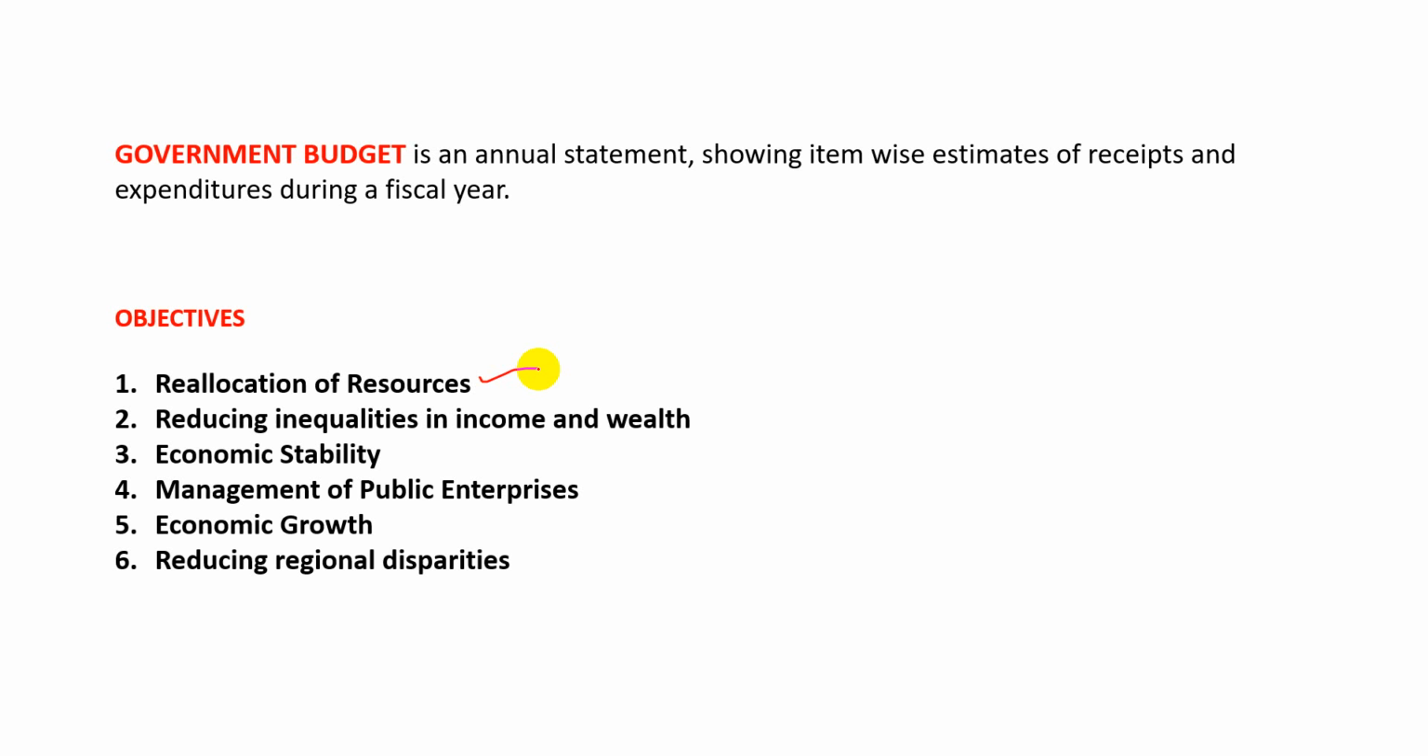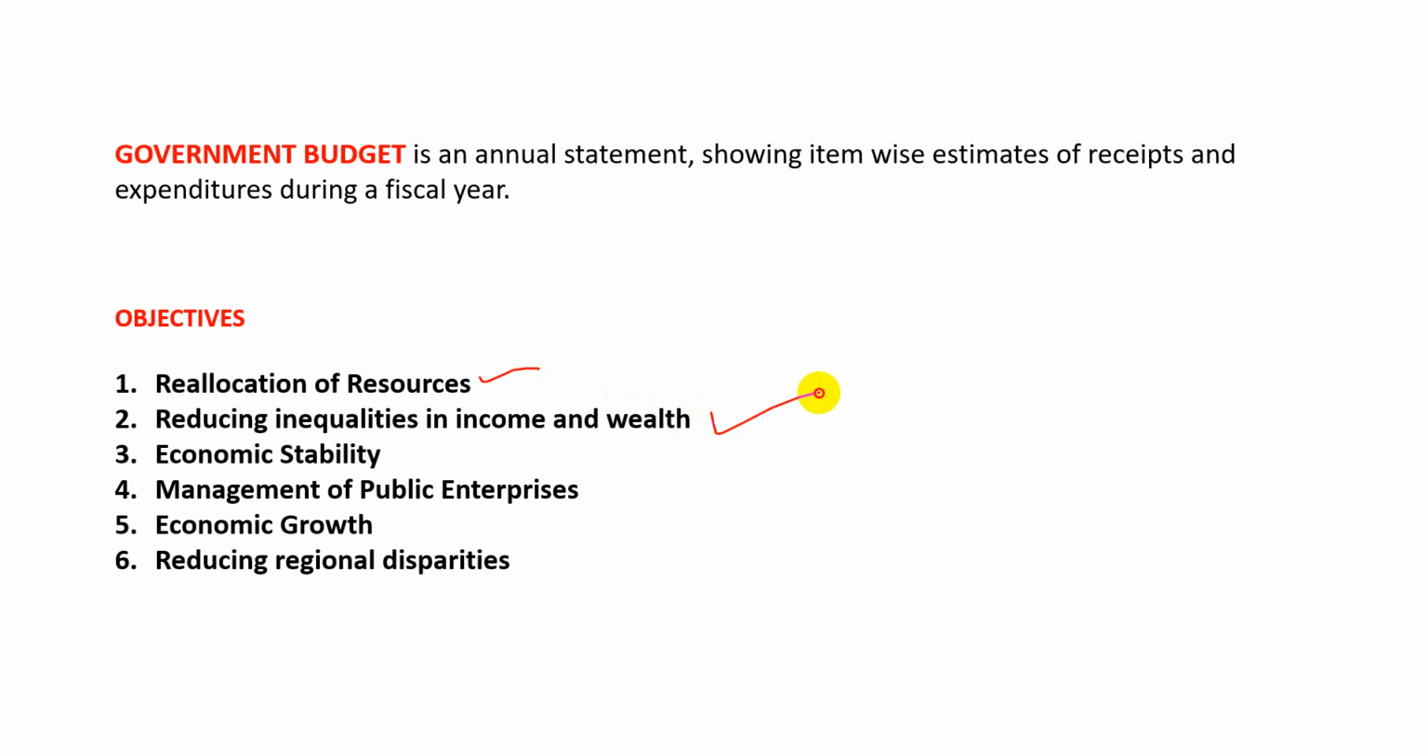Number two, directly producing goods and services. If private sector does not take interest, government can directly undertake the production. In this way, the government can reallocate the resources. So government tries to reallocate resources in accordance with the economic and social priorities of the country through its budgetary policy.